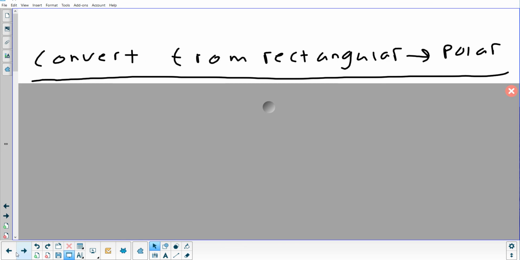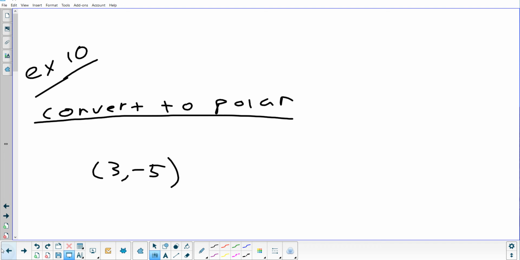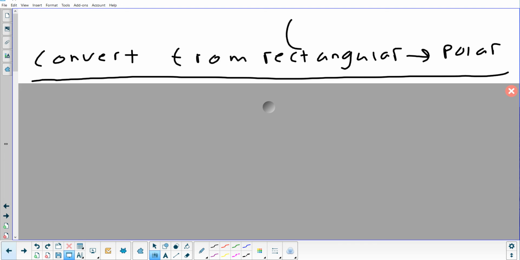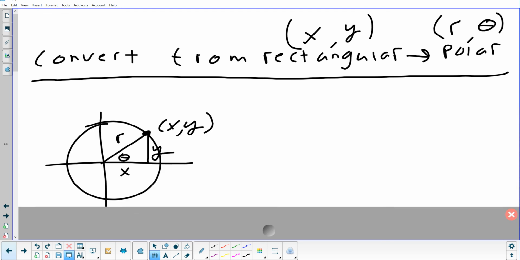Now, let's look at converting rectangular to polar. So rectangular. What are they going to give me this time? An x and a y. And what are they going to want in polar? An r and a theta. So now we've got to reverse it. We've got to somehow get an r and a theta from the x and the y.